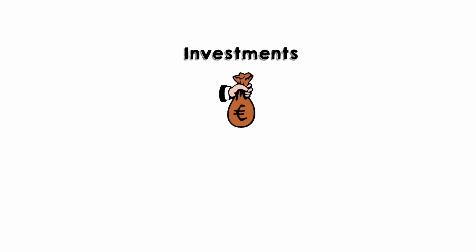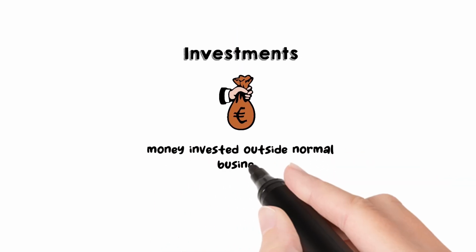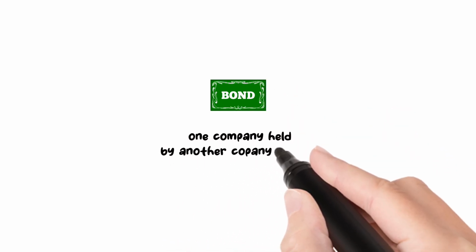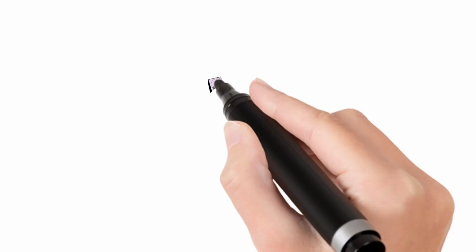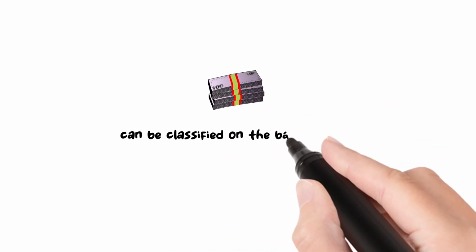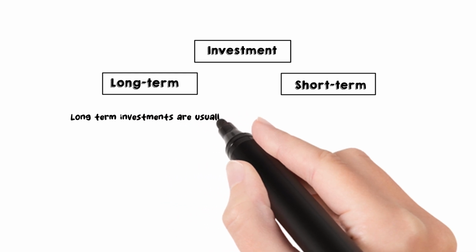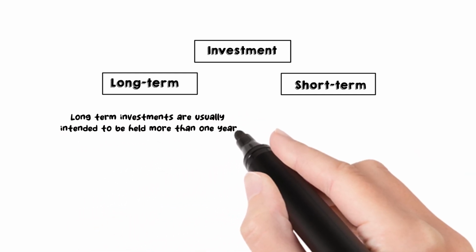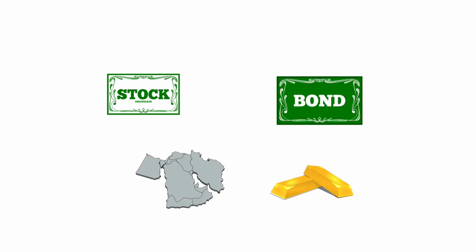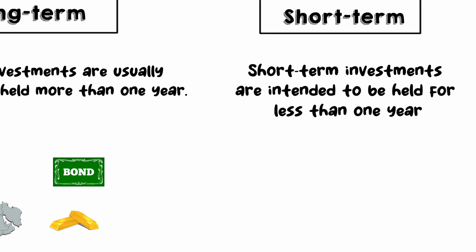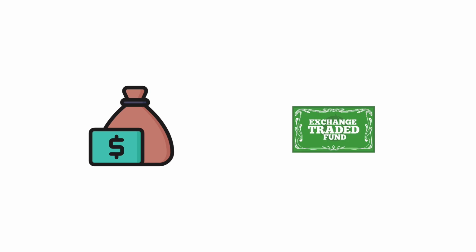Investments. Investments refer to money invested outside normal business. They are usually securities of one company held by another company in order to generate some return. Investments can be classified on the basis of their nature as long-term investment and short-term investment. Long-term investments are usually intended to be held more than 1 year. Some examples are shares, debentures, land, and gold. Short-term investments are intended to be held for less than 1 year, like liquid funds, money market instruments, etc.